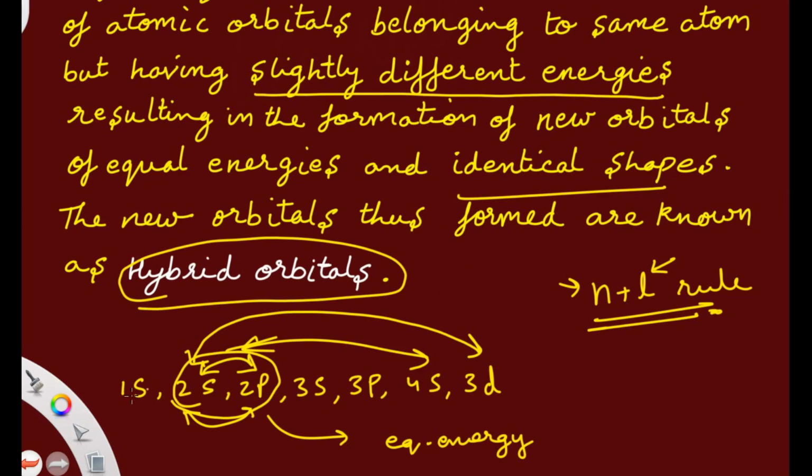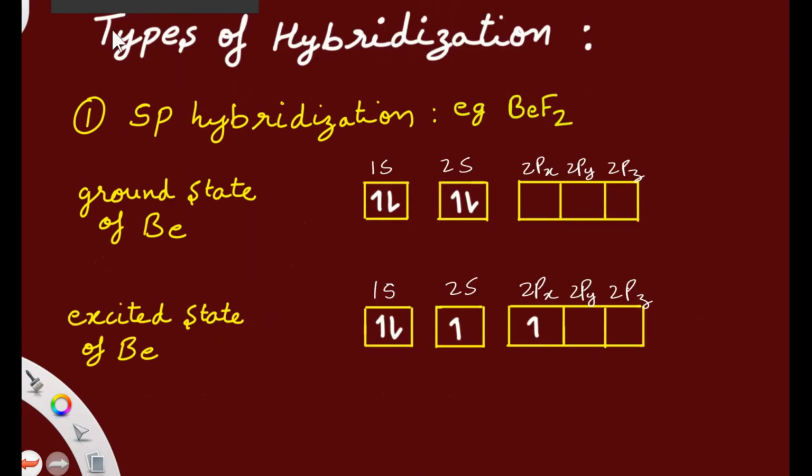Now let's move to the next. Now we will talk about types of hybridization. We will first talk about sp hybridization or sp hybrid orbitals. For that, let us consider an example, BeF2.